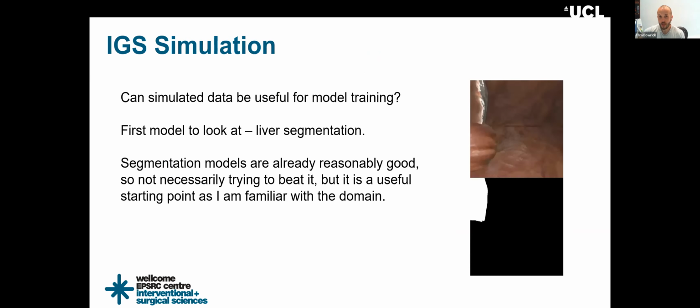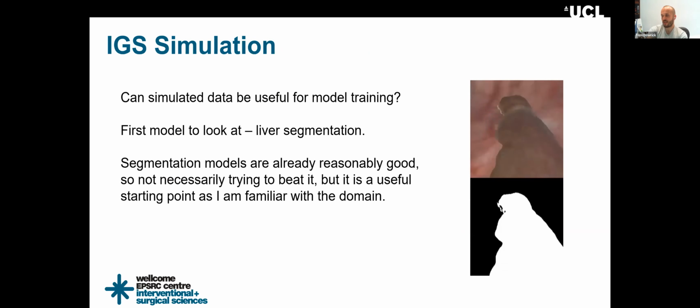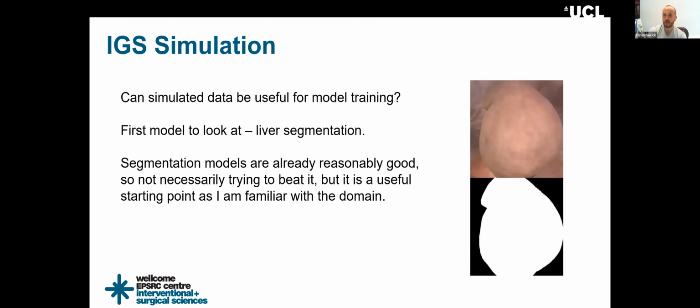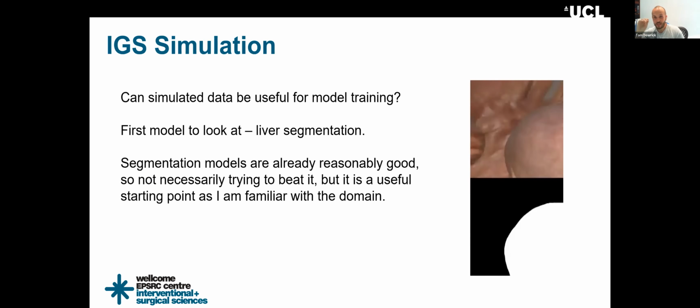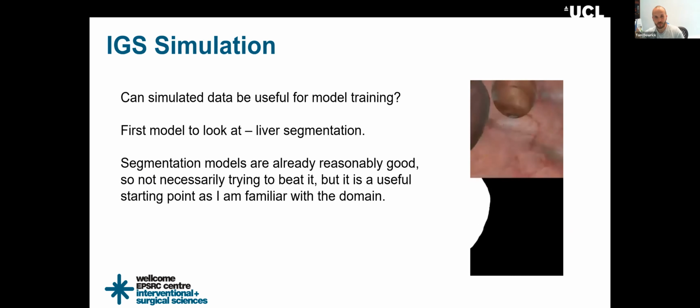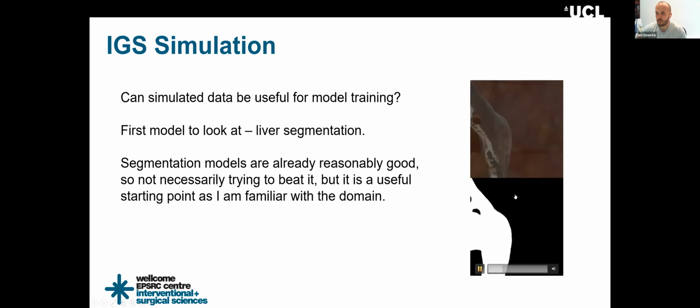And so what am I actually doing? I'm trying to ask, can simulated data be useful for model training in medical applications? The first problem domain I was looking at is liver segmentation. It's not necessarily because this is an area where we need a new model, but it's an area where I'm already familiar with the problem domain, and we actually have some good real data to be able to compare models to. So this is a brief example of some different simulations I've been doing, just segmenting out the liver.